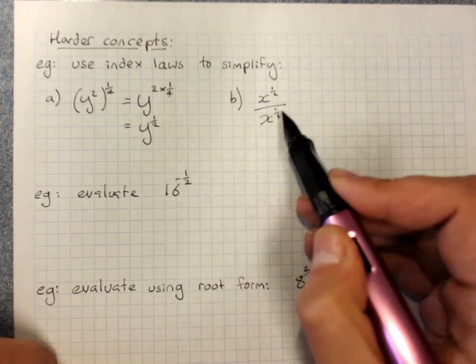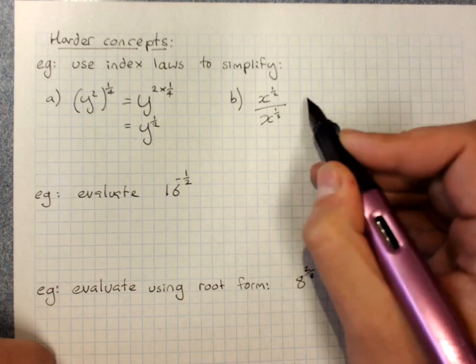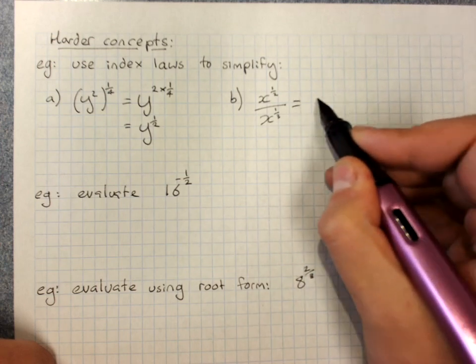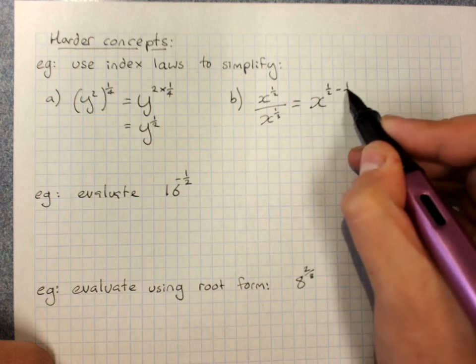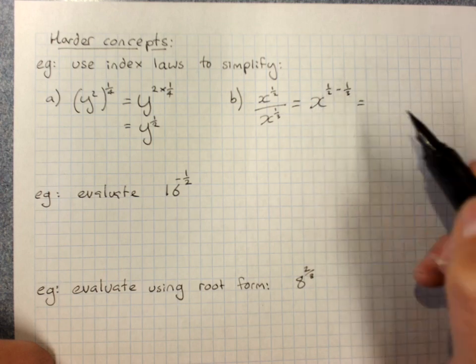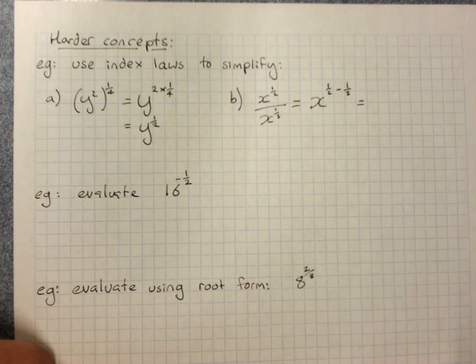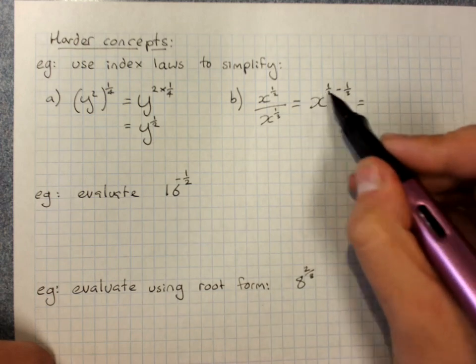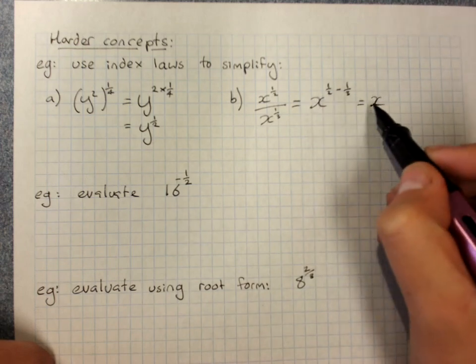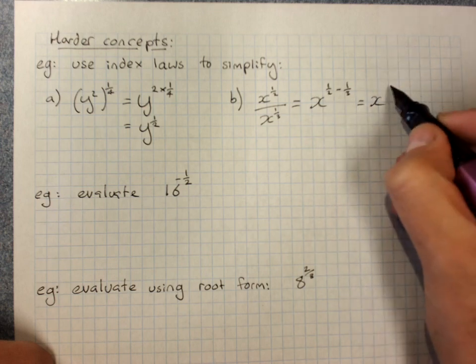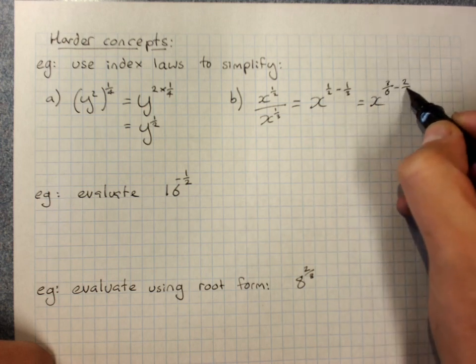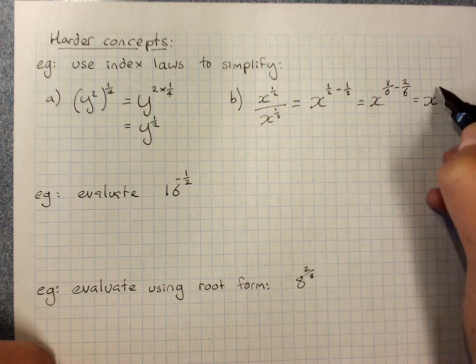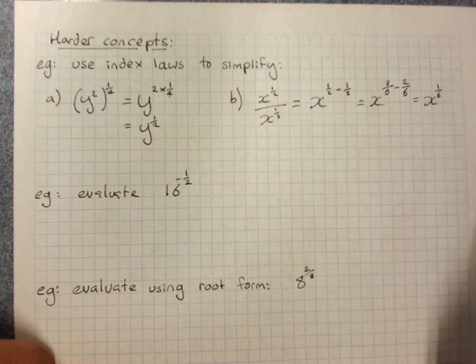x to the 1/2 divided by x to the 1/3, use index law 2, which says that that is going to be x to the 1/2 minus 1/3. You will need to do some subtraction of fractions there. Obviously, this will put us over 6. So that's 3/6 minus 2/6, so we'll be left with x to the 1/6.